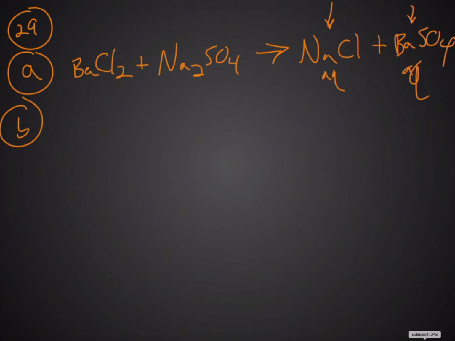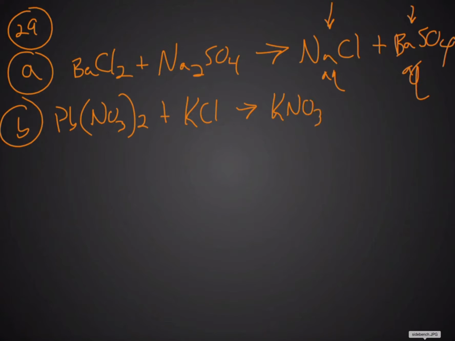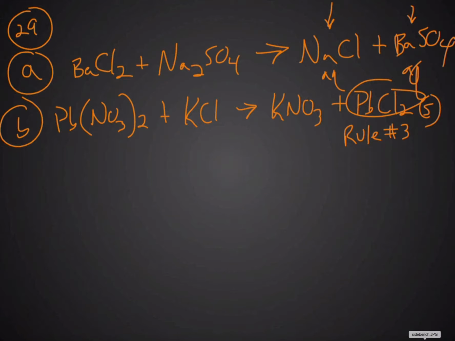Okay, for the second one, we have lead nitrate and potassium chloride, and that will produce potassium nitrate and lead chloride. Potassium nitrate is soluble. All alkali metals are soluble. All nitrates basically are soluble, so that's an easy one. The lead chloride, if you look at rule number 3, will tell you that this combination is insoluble. So this is going to be your precipitate.